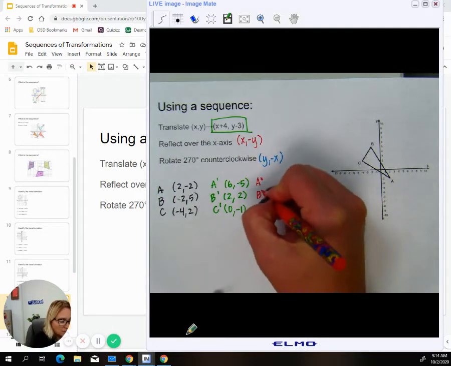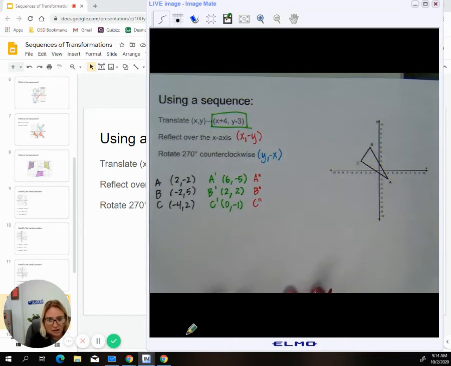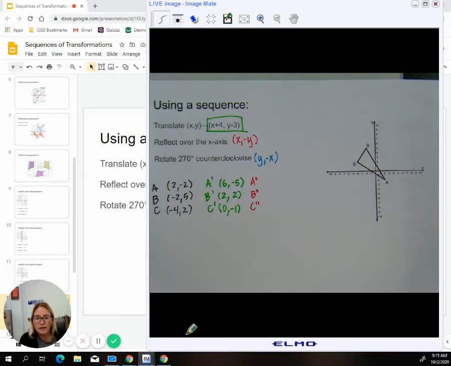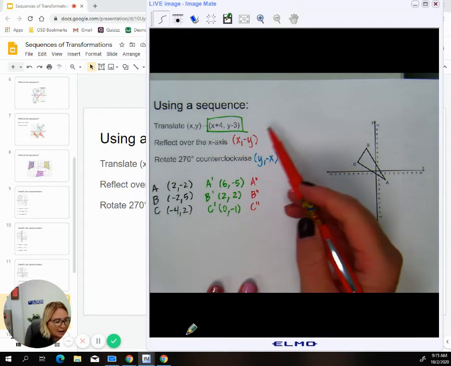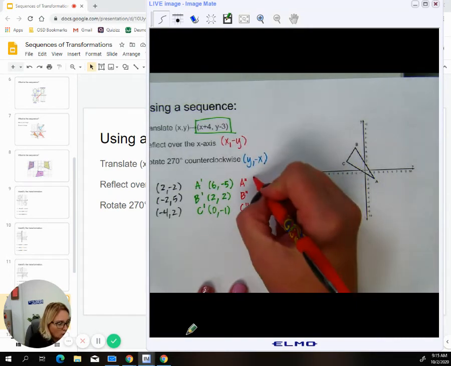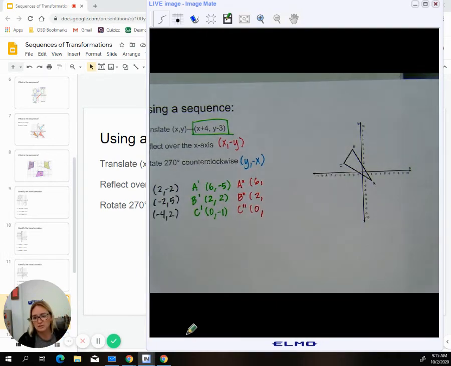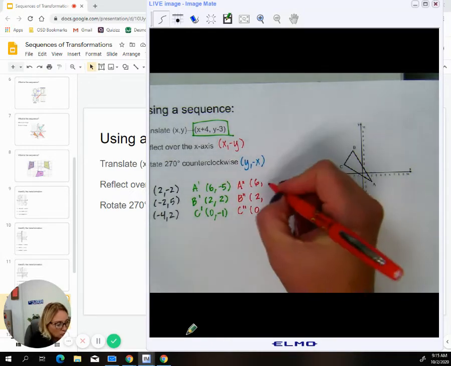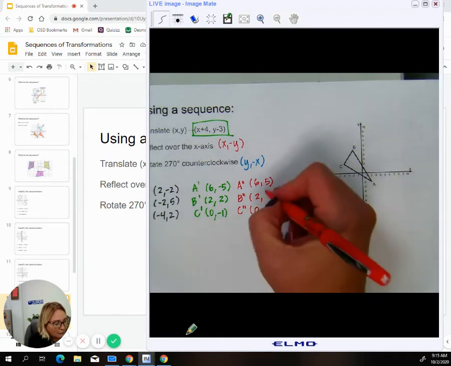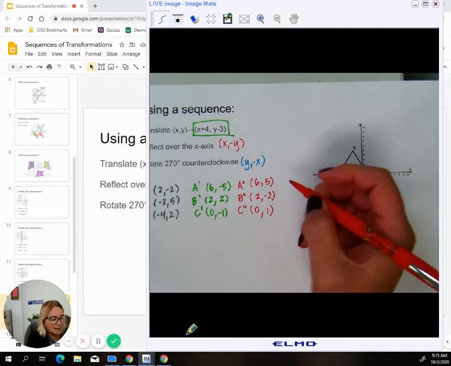Now I'm going to go to my double prime step, which is my reflection. And you'll notice I already wrote my rule there. We're doing x and negative y. So we're just going to take these points in the green and apply them to the next one. So I already know my x value is going to stay the same. So I should just write those down so I don't mix them up. And now I am going to take the y value and make it be the opposite side. So if it starts negative, it becomes positive. If it starts positive, it becomes negative. So this one is going to become a positive 5, a negative 2, and a positive 1.